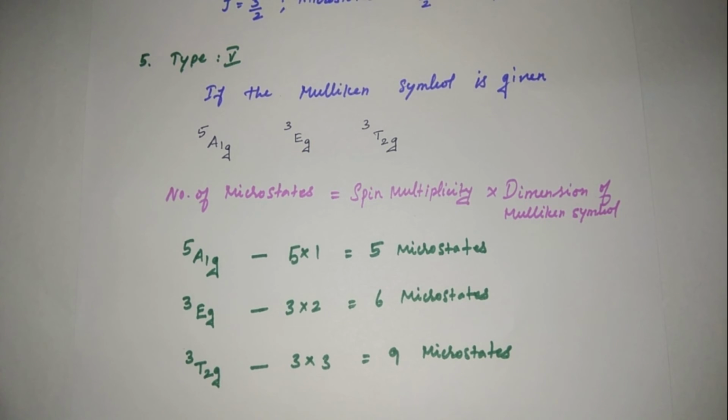These are the 5 methods. We can easily calculate the total number of microstates.